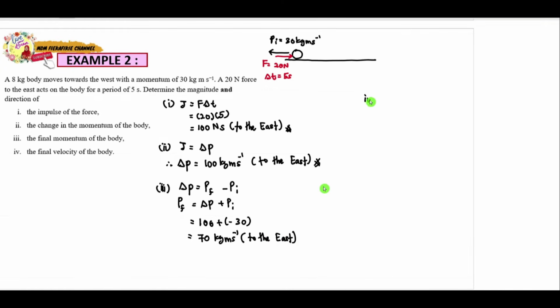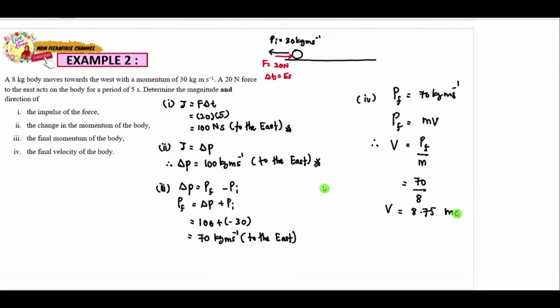And the last one, we want to calculate the final velocity of the body. So since p final is equal to 70 kg meter per second and the equation for momentum is equal to mv, therefore the final velocity of the body should be p final over m. So substitute the values, 70 over 8, so you will get 8.75 meters per second. Okay, so the value is positive, so the direction is to the east.